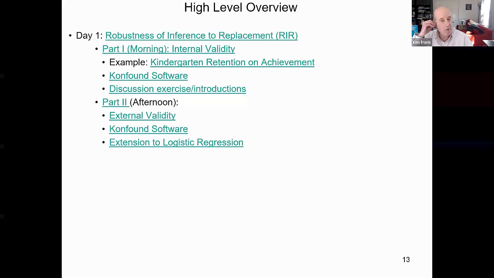Sort of a high level overview of what we're going to cover is we'll start today with the robustness of inference to replacement, and that's what we'll be spending this morning on. I'm in the Eastern time zone, so morning here, and we'll talk about an example, kindergarten retention and achievement. We'll learn about the software, and we'll have a little discussion exercise. In the afternoon, we'll turn to external validity, and we'll get an extension to logistic regression.